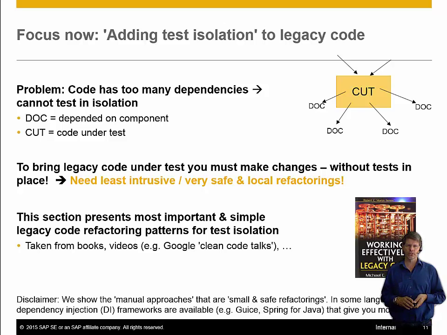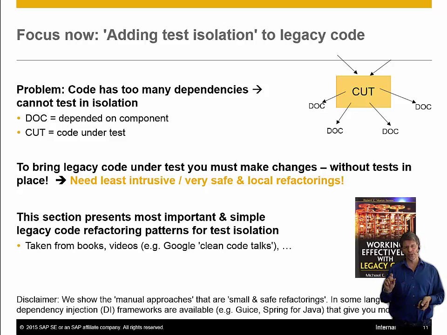Because when you bring legacy code under test, you have to make changes. But typically in legacy code, especially without tests in place, the change that you make must be least intrusive, very safe, and local, so that you can do this safely. Just imagine if you make a big change to add testability, the change itself can create bugs, and this is something that you try to find and not create.